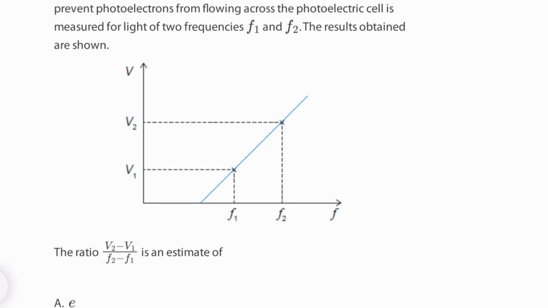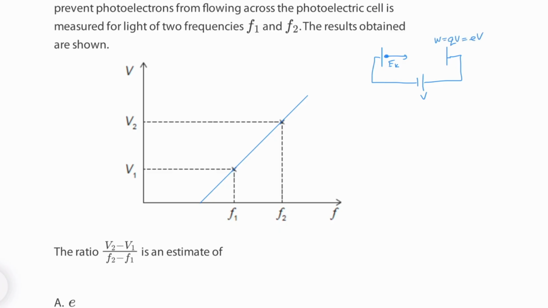So we'll bear in mind that this question is asking us, what is the gradient of this graph? Now, come with me. We have electrons being emitted from here with kinetic energy. And in the photoelectric effect experiment, they've put across a stopping voltage. That stopping voltage does work on the electron, and that work is W equals QV, which is eV. If we get the electrons to stop, then the electric potential energy is equal to the kinetic energy of the electron. Now, bear that in mind.